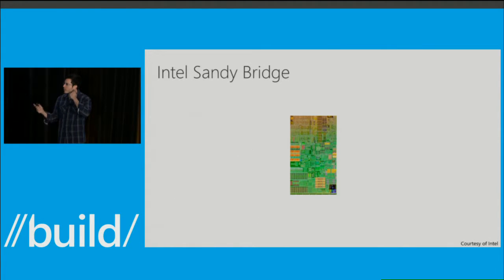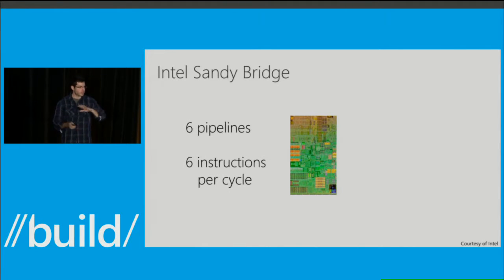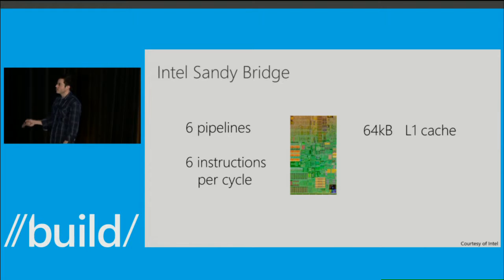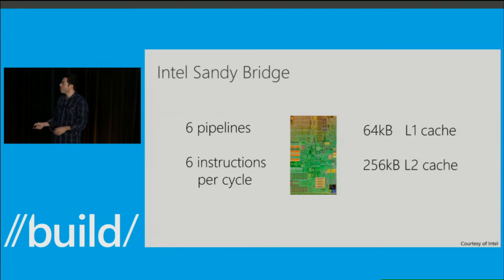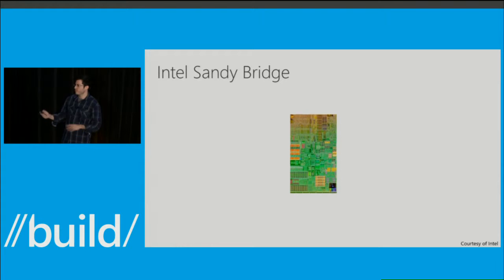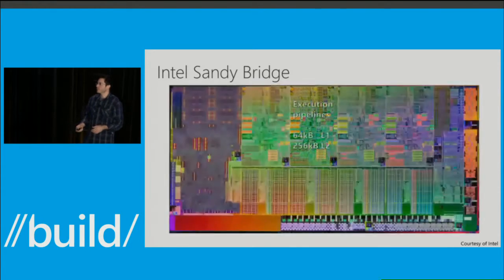So this is a single core from the Intel Sandy Bridge chip. Sandy Bridge offers 6 pipelines per core. What that means is at peak performance, it can execute 6 instructions on every single cycle. More importantly for this talk, each Sandy Bridge core has 64 kilobytes of L1 cache that's split half between data and half between instructions, and a 256 kilobyte L2 cache. But it's only part of the picture when it comes to Sandy Bridge.